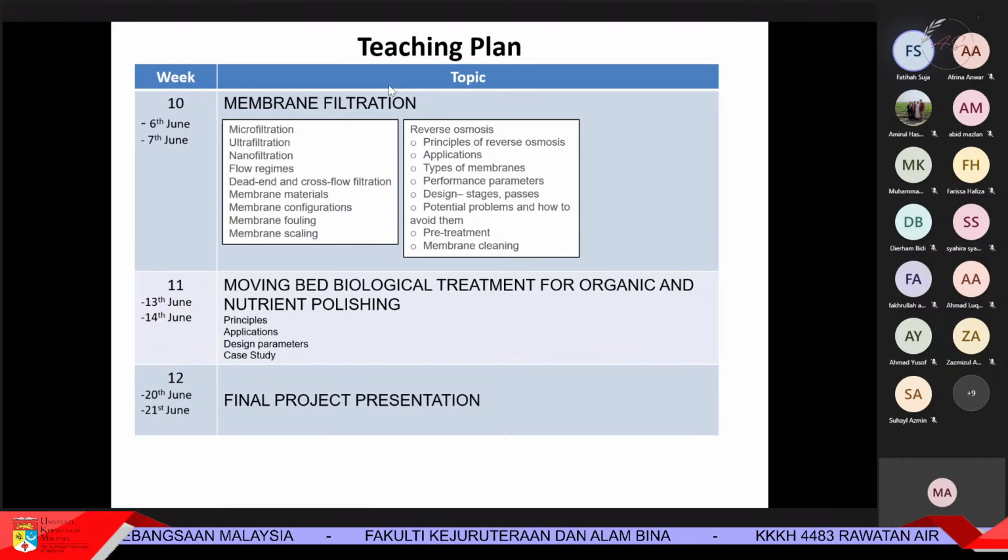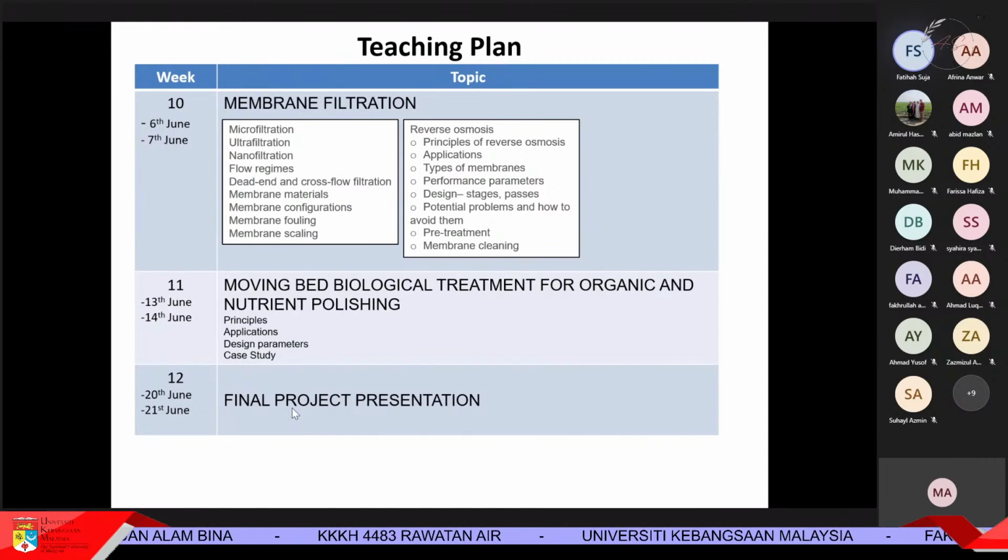10th week, membrane filtration. For this membrane filtration, if possible, I would like to invite somebody from industry who has real experience using membrane for water treatment. And then on the 11th week, moving bed biological treatment for organic and nutrient polishing. As you can see, most of the topics are on the physical and chemical process, but when you want to remove small amounts of organic, you can also use biological treatment. So I'll put this in your 11th week.